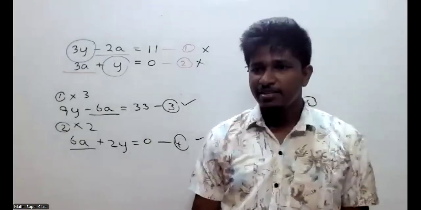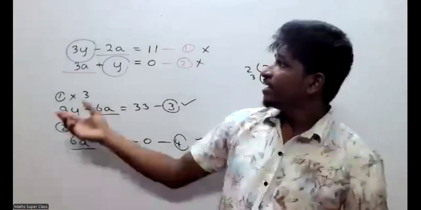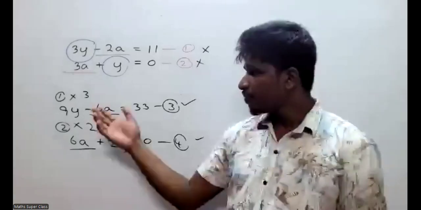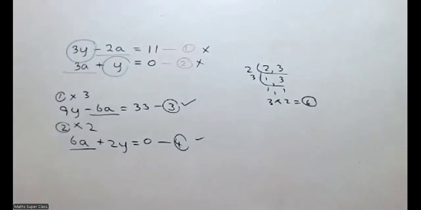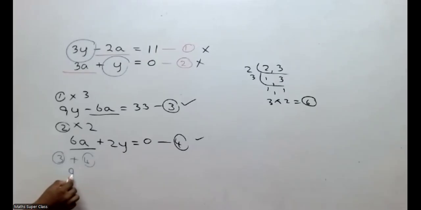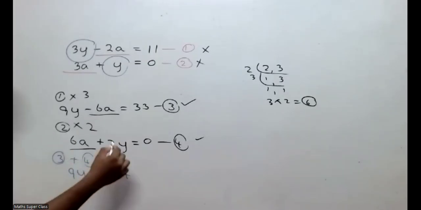It's a simple theory. So what to do? That's not fair. We can't add those up. Why? Here minus 2a, this is plus 3a. So what to do? We have to make them equal. Now what to do? Like third equation plus fourth equation. 9y minus 6a plus this equation.